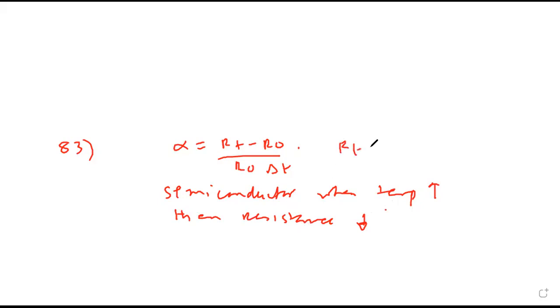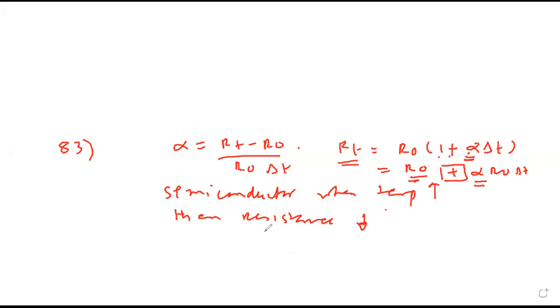Can I say RT is R0 (1 plus alpha delta T)? This is the formula. So if alpha is negative, then this will become 1 minus, so RT will decrease. R0 plus alpha R0 delta T. तो 0 डिग्री पे रेजिस्टेंस ज्यादा, हायर में कम, तो ये नेगेटिव होना चाहिए. तो अल्फा नेगेटिव है उसका.